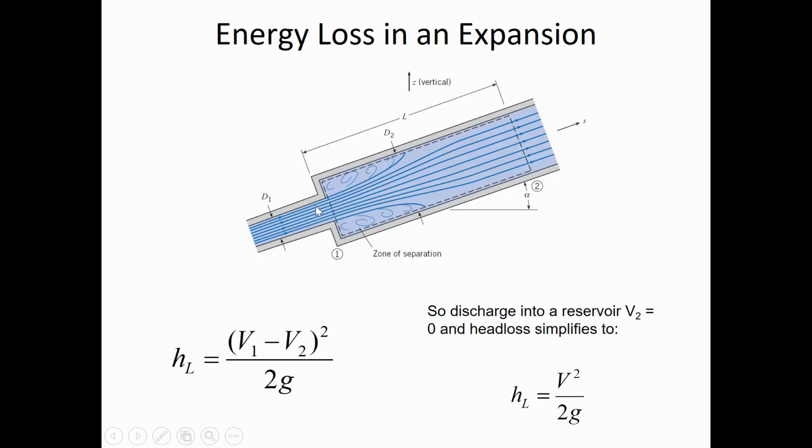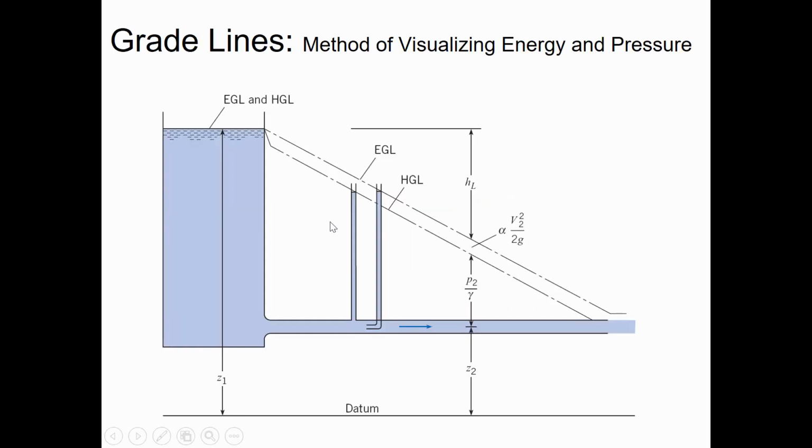And if you have it discharging into a reservoir, then that's assuming that you're losing all of the velocity head, because upstream the water has velocity and therefore velocity head, and downstream you lose all of that energy when the water discharges into a tank.